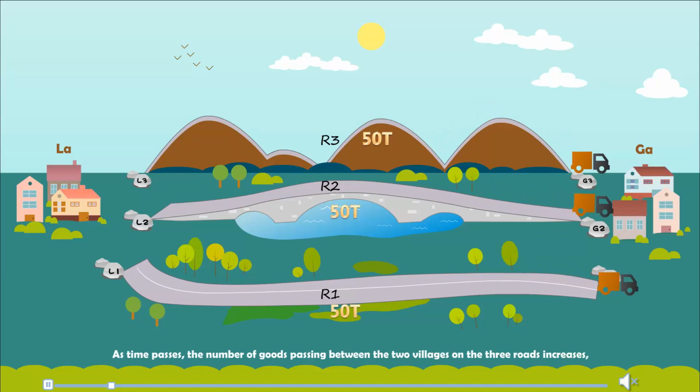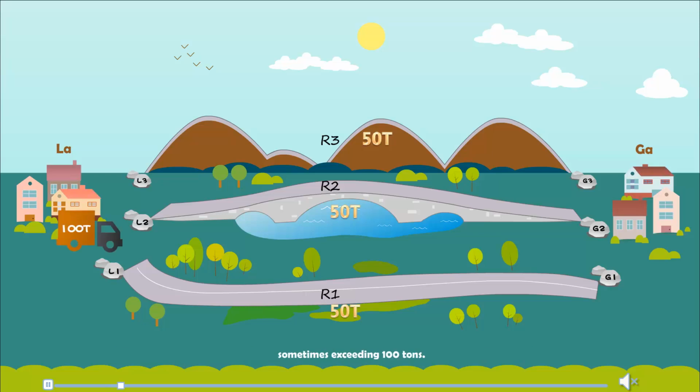As time passes, the number of goods passing between the two villages on the 3 roads increases, sometimes exceeding 100 tons. How should they transport so many goods? Is it possible to use the existing 3 roads to transport more goods?